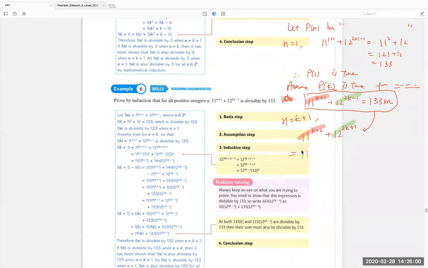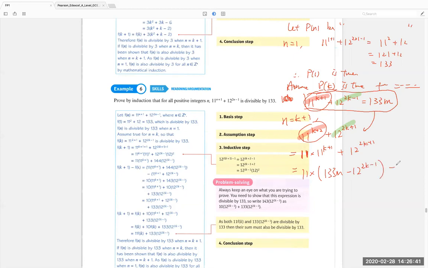11 squared plus 11 to the power of k. No. What I want is to make this term the same as this term, so we can do 11 times 11. Then you get the same term here. And then the next step is to substitute this formula inside here. So it's 11 times 11 to the power k plus 1 is 133m minus this one.